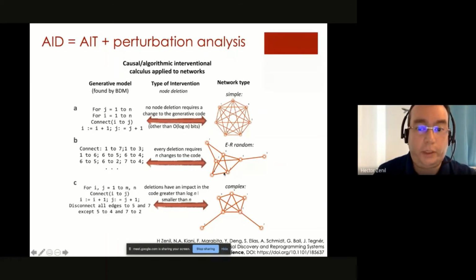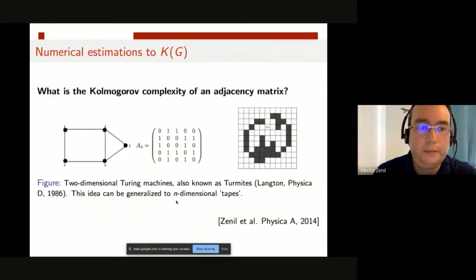But then you have a random graph. In a random graph, you have to specify the endpoints of every edge. So basically, the computer program grows at about the same rate as the Erdős-Rényi random graph. And then you have complex graphs, which basically are in the middle of these two extremes. And then you also have a computer program that is in the middle of these two extremes. And algorithmic information dynamics basically tells you how the new description should grow against the original description of that object.